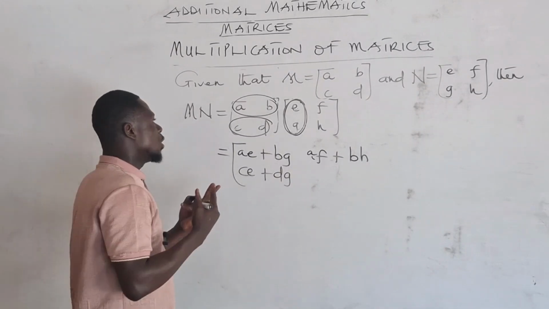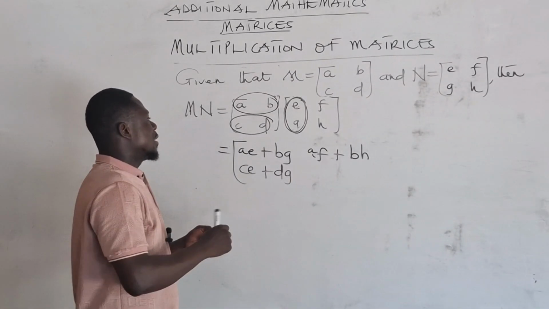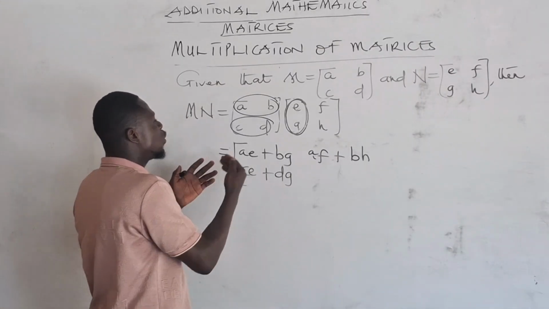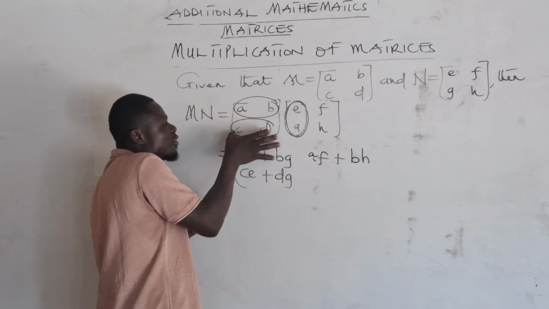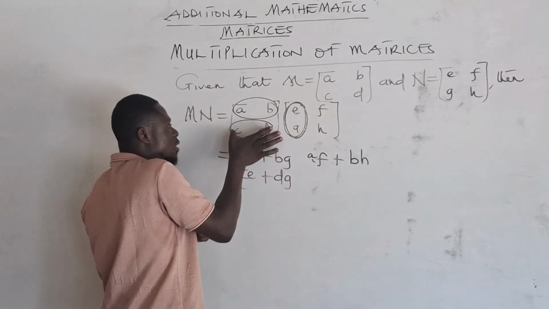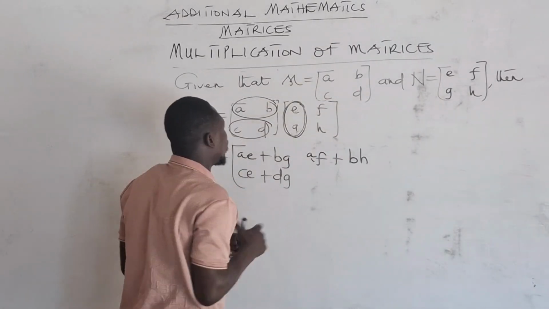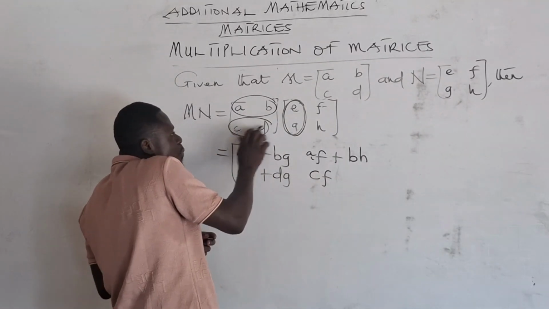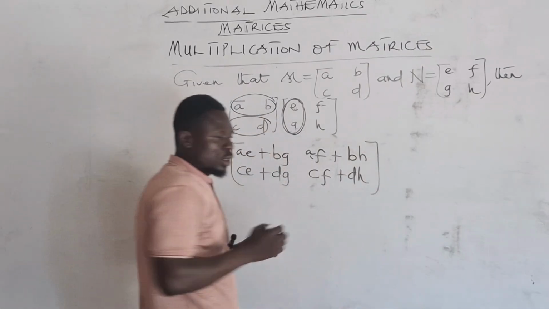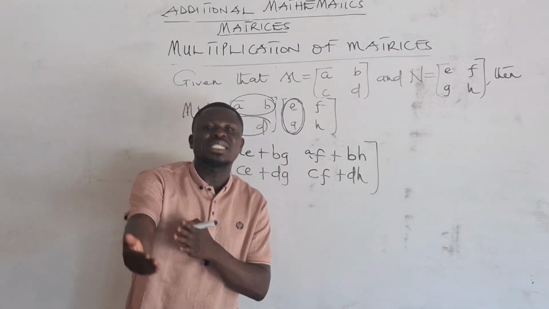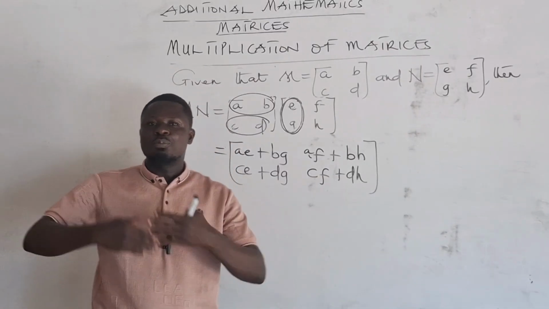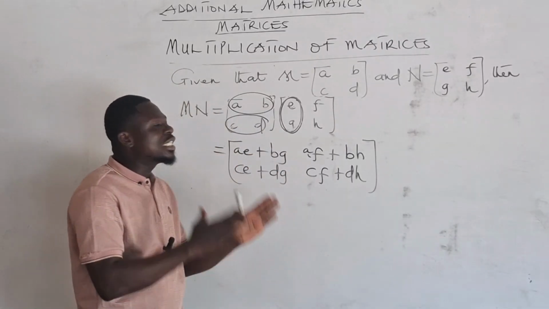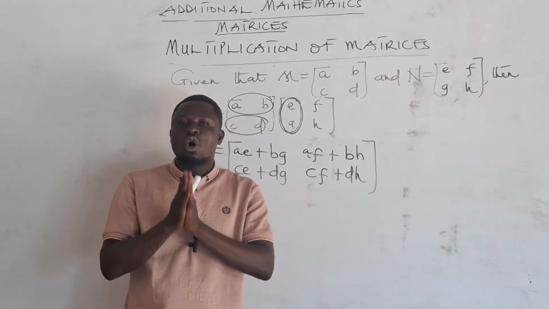When you are done with the second row of the first matrix by the first column, you take the same thing and multiply by the second column of the second matrix. So second row, first column, second row, second column. In this case, you have C by F first, so I'll have CF, D by H will be DH. So what it means is that we multiply horizontal by vertical, horizontal of the first matrix by vertical of the second matrix. First by first, second by second, then you add them. In each case, you have to add and get a common entry.